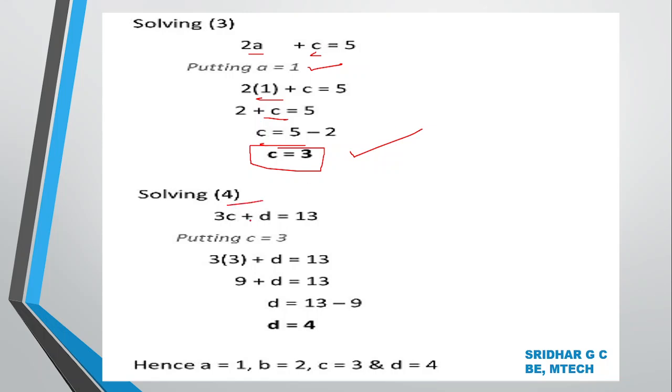When it is simple calculations, don't get confused, solve it directly. Next, solve for equation 4. Because anyhow we got c and we need to find d. c is 3. Substitute in equation 4. 3 3s are 9 plus d, it's 13. So shift that side, positive will become negative. 13 minus 9, 4. So a equals 1, b equals 2, c equals 3, d equals 4. These are the values of a, b, c and d.